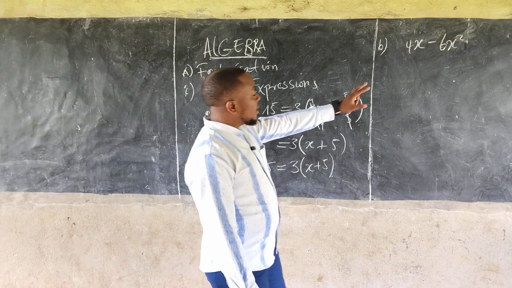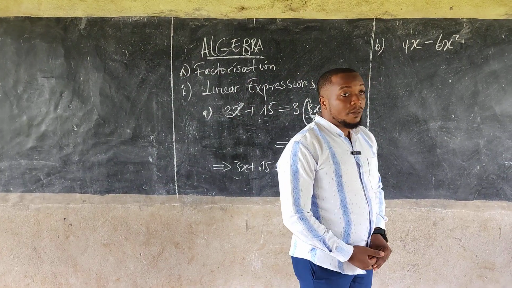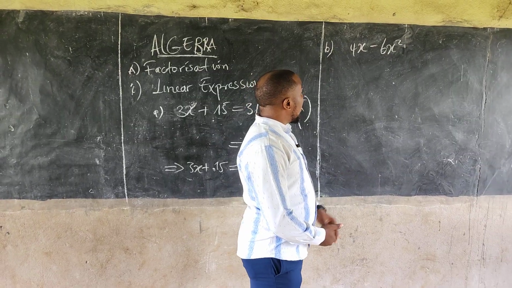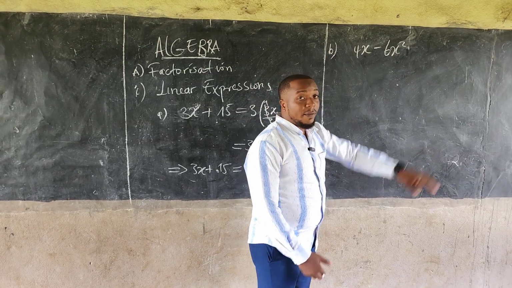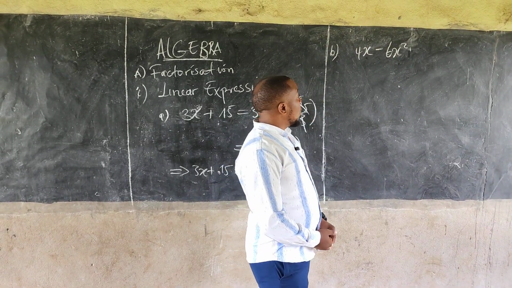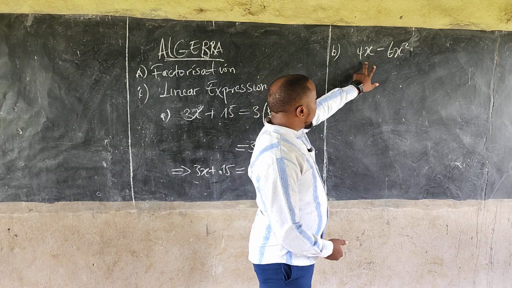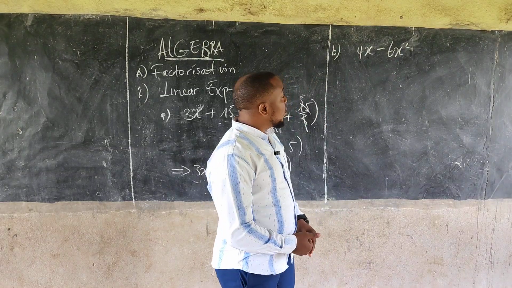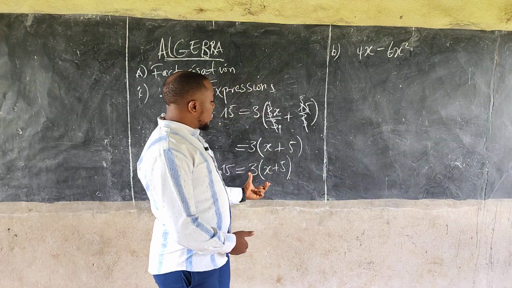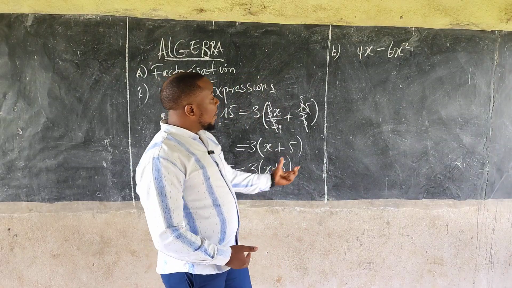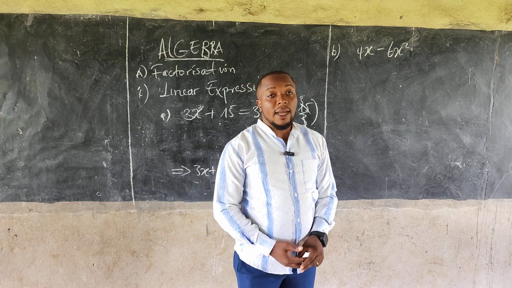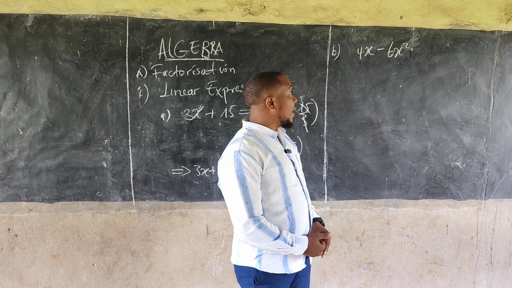Now let's look at this other case. Here we have 2 variables, we have x and we have x squared. Now, we have coefficients 4 and we also have coefficients 6. What we are going to be doing here is something similar to the previous case, but here we are going to also check if there is a possibility that variables are being factorized.